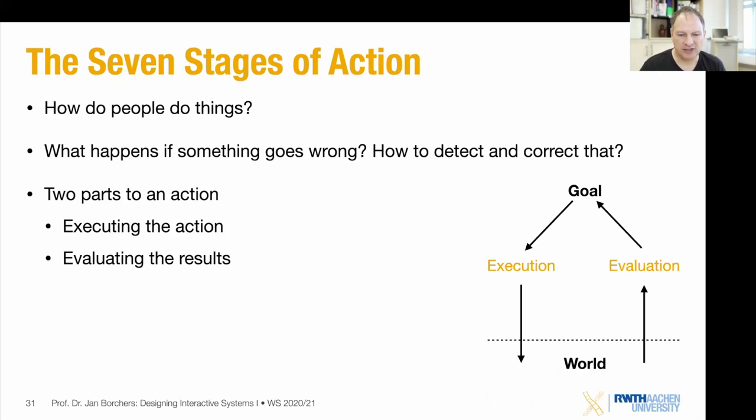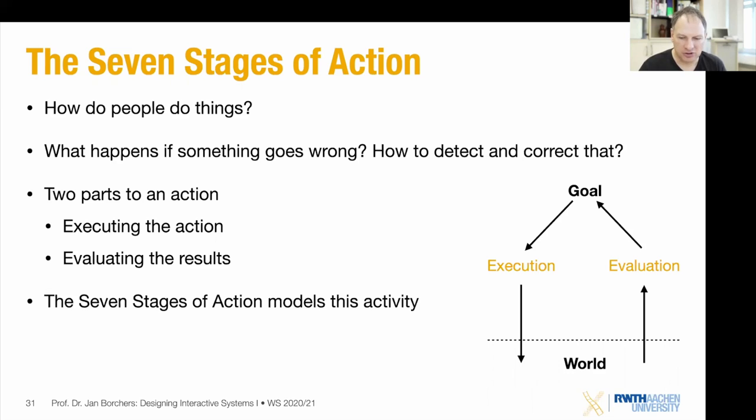So the two parts of an action are executing the action to change the environment around us, what we call the physical world here, and evaluating what the results are. These are the two big parts of this seven stages of action model. And it models this activity in a way that we expand each of these two sides of this large cycle into several more sub-steps. Let's first take a look at, assuming that we start with a goal, an idea like I want to turn on the light, for example, that we expand the execution side first.